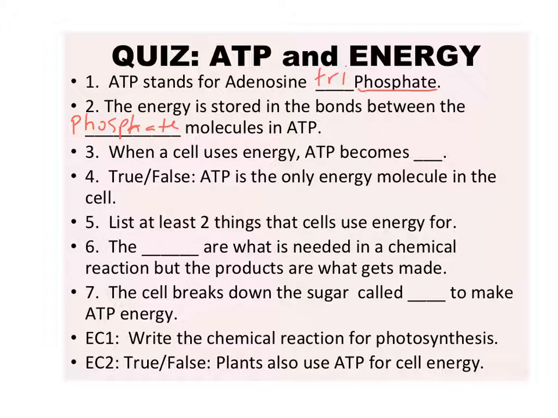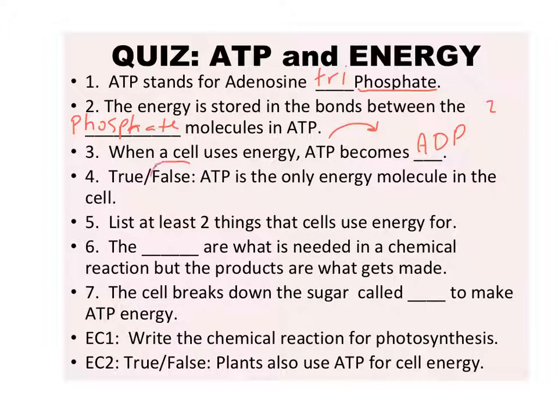Number 3, when a cell uses energy, one of the phosphates gets ripped off, so ATP becomes ADP, adenosine diphosphate, because now it only has 2 phosphates and not 3. True or false? ATP is the only energy molecule in the cell.